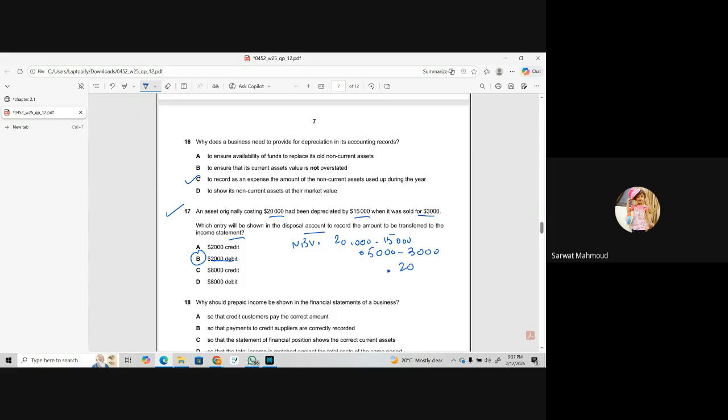Because there's a loss on disposal, no? Okay, income statement will be debit with the loss. Yeah.